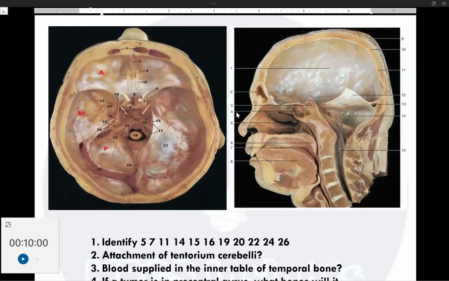Yes, ma'am. Can you see this image? The section of the skull? Yes. Okay. So now tell me, what is number 5 here? This is the optic nerve. Okay. Now tell me, what is number 7?